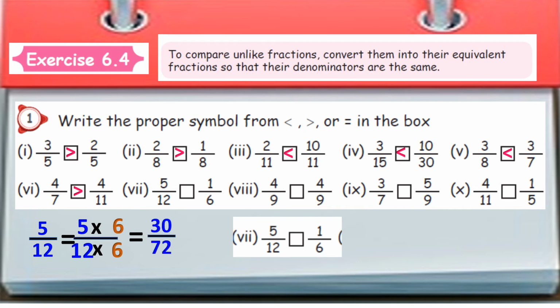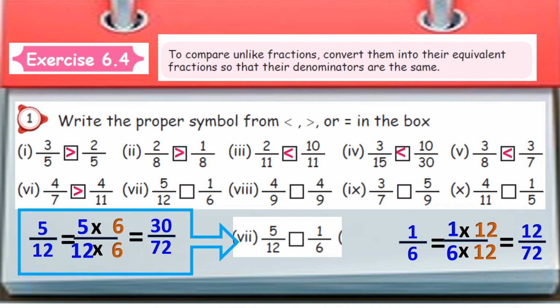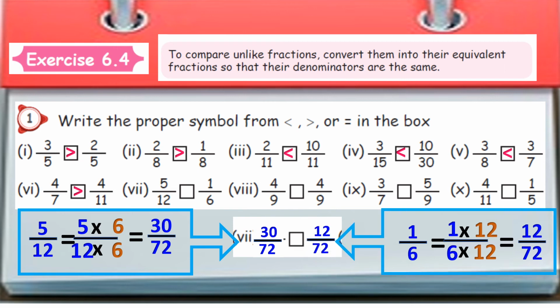So come to the opposite side, 1 by 6. Here we are going to multiply by 12. So after multiplying, we will get 12 by 72. So fix the answer, 30 by 72, and here instead of 1 by 6, 12 by 72. Fine. So it is easy for you. Which is bigger? Open the mouth. Yes, 30 by 72 is the greater one. So enter the symbol in that 7th sum also in your book. Fine.